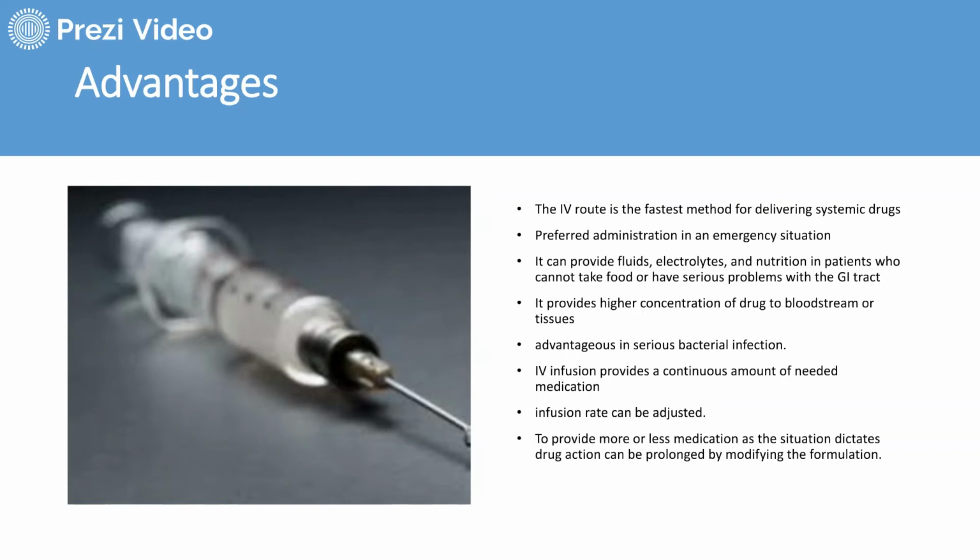Now let us try to understand the advantages associated with the parenteral system. The parenteral system is the fastest method for delivering drugs, so it is one of the preferred methods in emergency situations. It can provide fluids, electrolytes and nutrition to patients who can't take food or have other serious problems with the gastrointestinal tract. Moreover, it provides a higher concentration of the drug to the bloodstream.